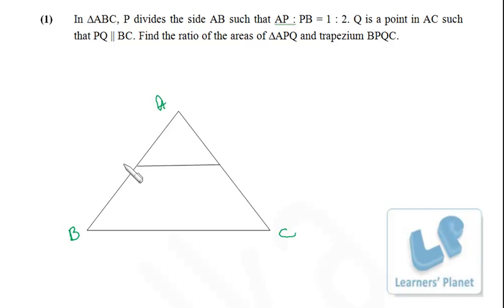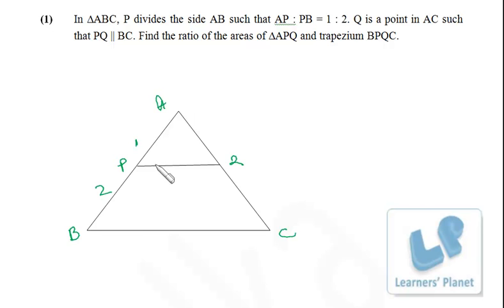This is PQ. Now AP is to PB is 1:2. Now we have to find out the ratio of areas of triangle APQ and trapezium BPQC. So the problem is a bit twisted, not at all difficult.